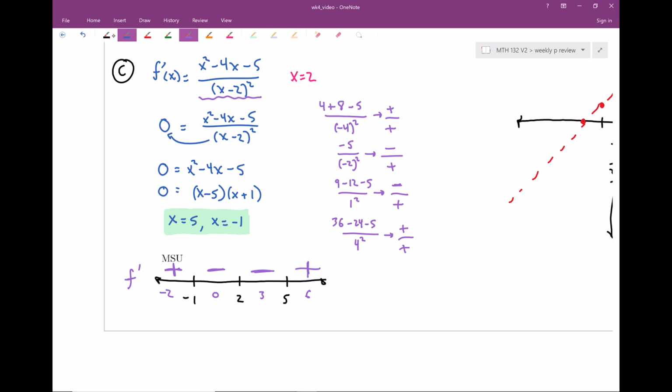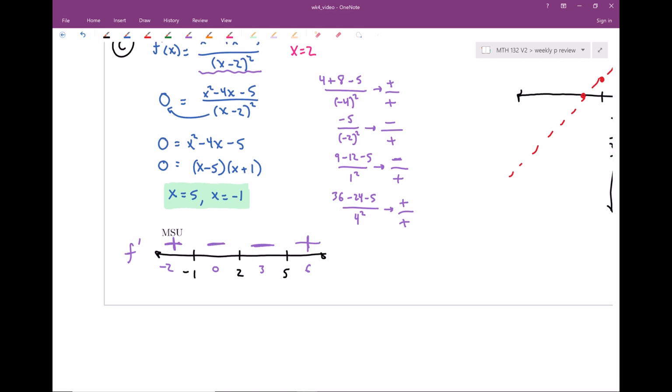Okay, our goal for part C was to figure out critical points, which we did, and then to figure out where the function is increasing and where it is decreasing. So f is increasing on -infinity all the way up to -1, then again from 5 and after. That's where the derivative is positive. When the derivative is positive, that's saying the slope is positive, so we have an increasing function. All the way up from -infinity up to -1, and then again from 5 and afterwards.